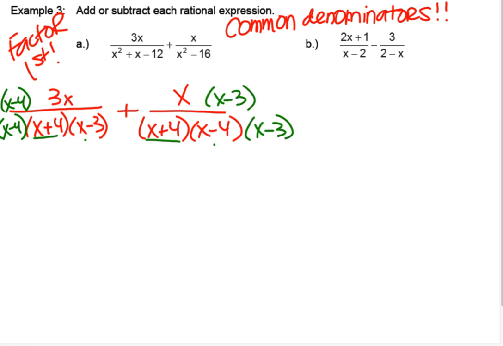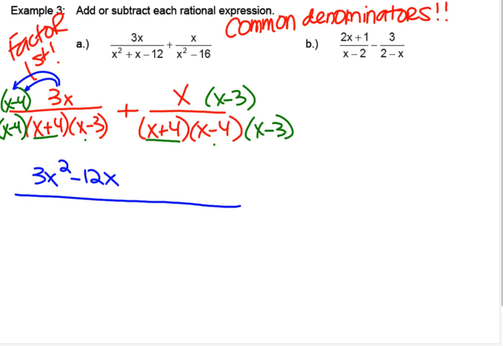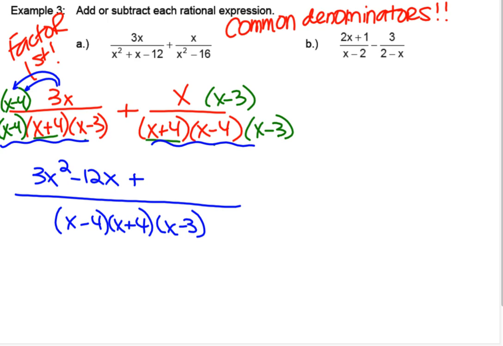And now let's start simplifying this. So on the top, I'm going to go ahead and distribute this 3x to both terms. So I get 3x squared minus 12x all over that common denominator of x minus 4, x plus 4, x minus 3. And then I can start adding these. I now have these common denominators. So just keep going with that same big fraction and add on the second piece of my numerator, which is x times x gives me x squared, and then a minus 3x.